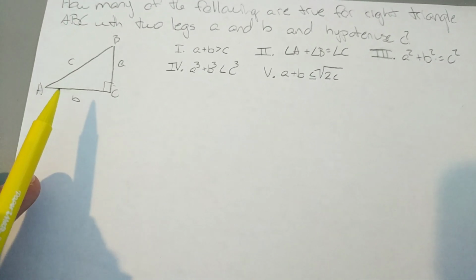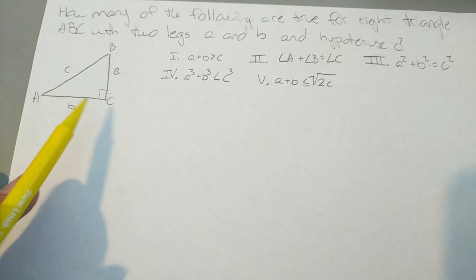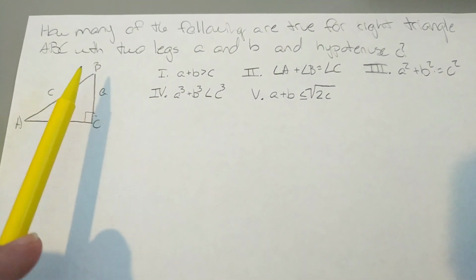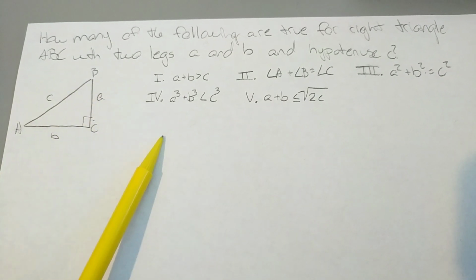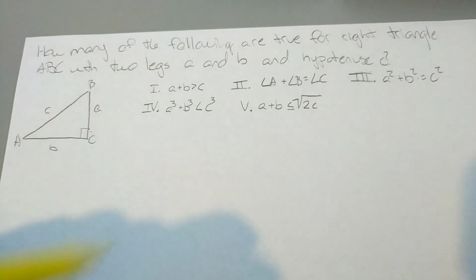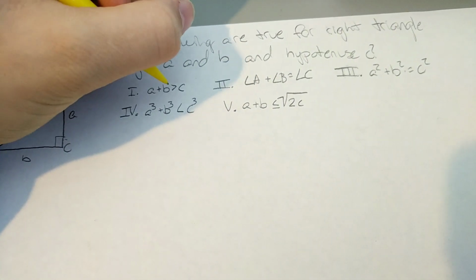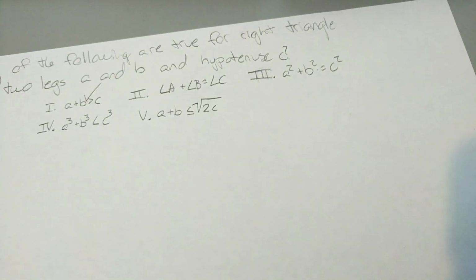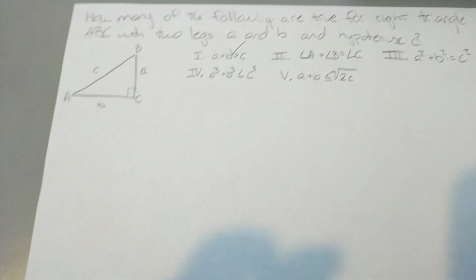Well, if we just think about that, this length plus that length, if you try to lay it flat and move this A length over here, then of course it would always have to be longer than C. So we know that this is true, and we're just going to put a little check mark right there. Now, angle A plus angle B is equal to angle C.